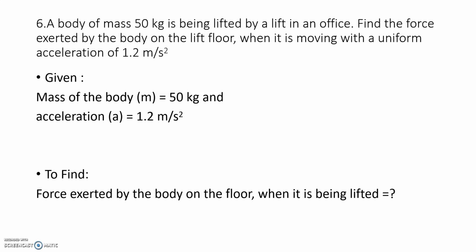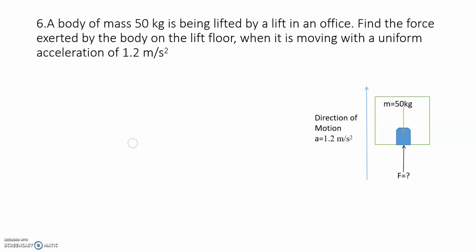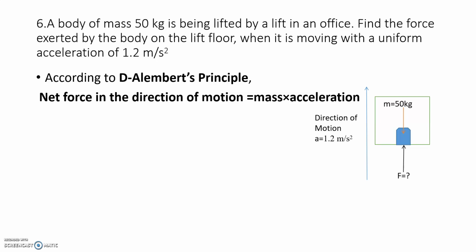First of all, we have to draw the force diagram. So we draw a lift, then a body of mass 50 kg, and we mark the direction of motion of the lift, which is upward, and also the acceleration, 1.2 meter per second square. Now let's apply D'Alembert's principle. What we have to find here is F, that is the force exerted by the body on the floor when it is being lifted. According to D'Alembert's principle, net force in the direction of motion is equal to mass into acceleration.